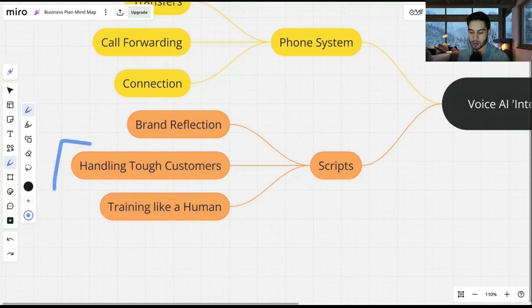Then handling tough customers. This is a big one. Not just because they want to speak to a human, which you should always route to a human if somebody wants to speak to one, but handling tough customers because sometimes people are super stressed. Sometimes they're upset, and sometimes they just want service and they want it now. And the hard part about that is if you have an AI agent who is super robotic and has no emotion, it's probably going to go in circles. The person will just end up being more upset.